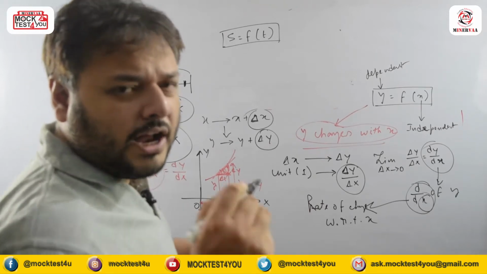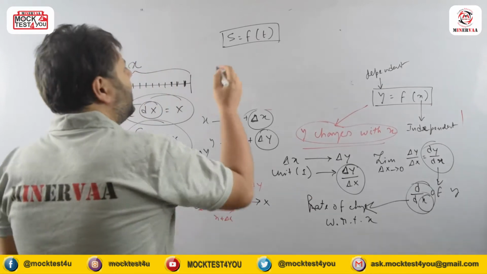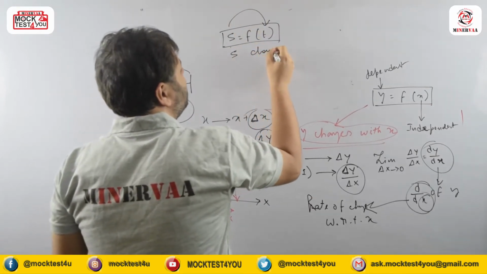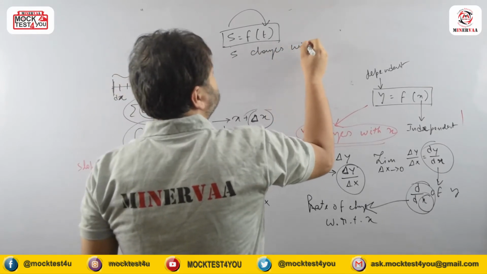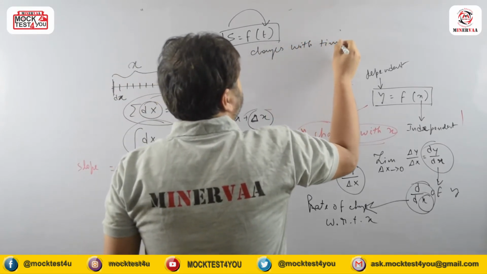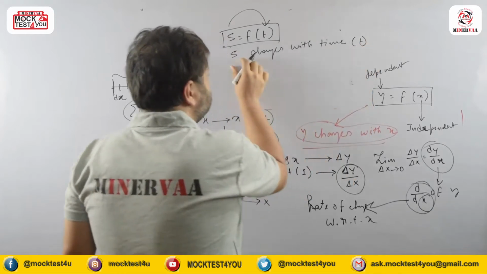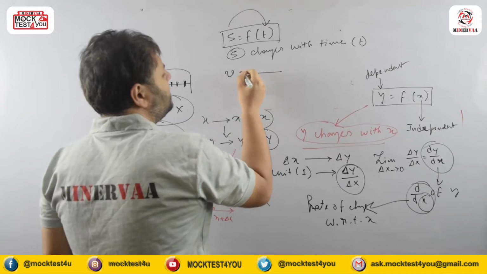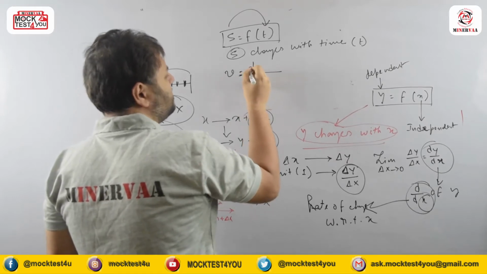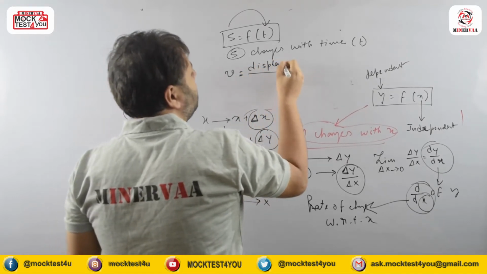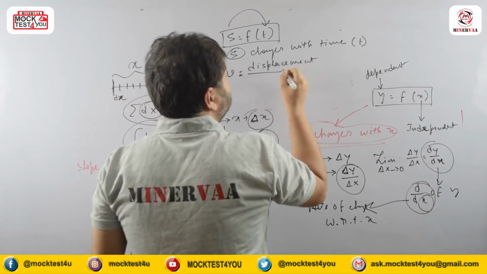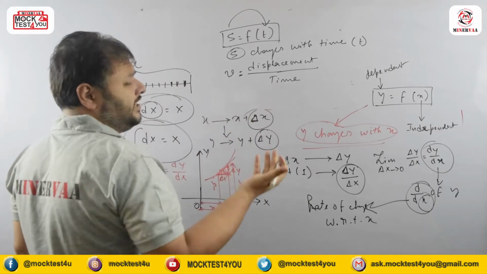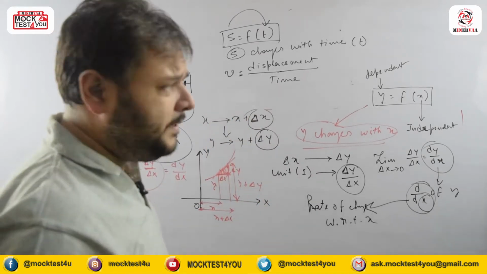Now from here, what we are going to discuss, now if this is a function of t, that means s changes with respect to time. So here s is the displacement or the distance. We know that velocity is the rate of change of displacement, or in terms of mathematics you can write it as displacement by time is known as the velocity, or distance by time is known as the speed.